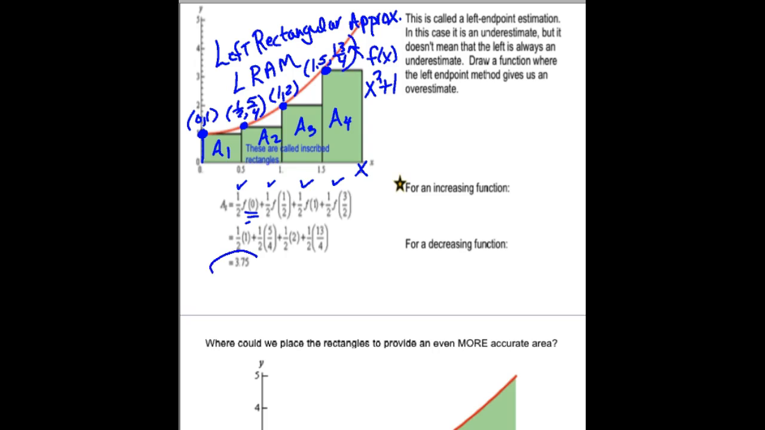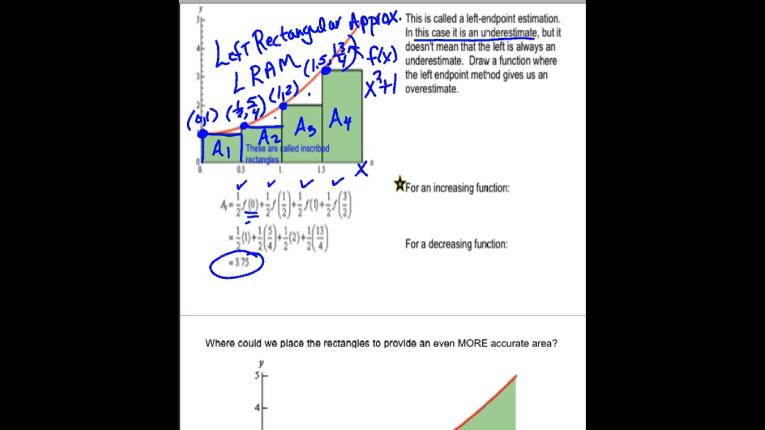So if you do that, and just go to your calculator, you get 3.75. And again, I'm getting an underestimate. You can see it. This green stuff is missing all this, so it doesn't give me a very good approximation for the area under the curve.